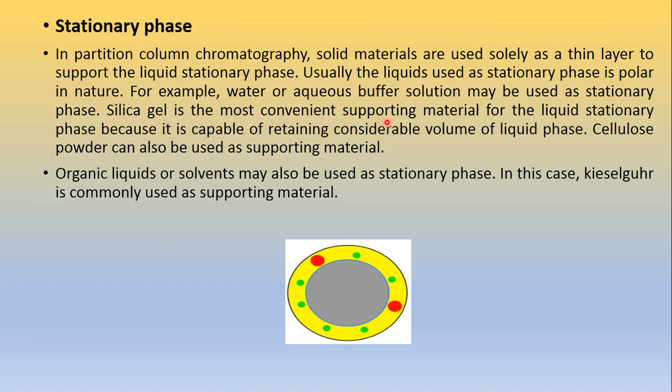Silica gel is the most convenient supporting material for this liquid stationary phase because it is capable of retaining a considerable volume of liquid phase. Cellulose powder could also be used as supporting material for these liquid phases. Organic liquids or solvents may also be used as stationary phase, and Kieselguhr is commonly used as supporting material.